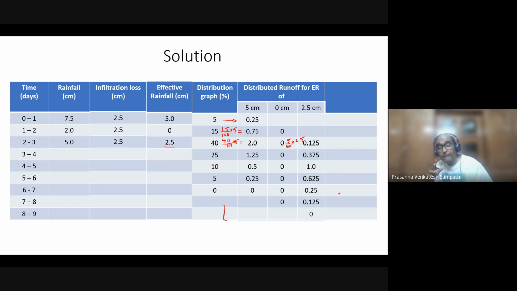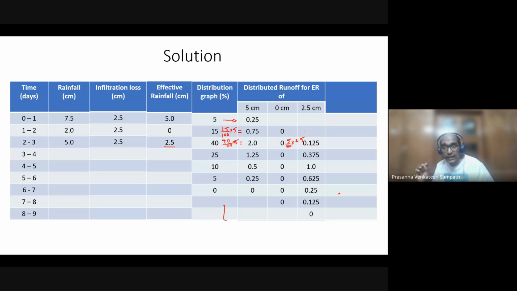Okay. But that will give me runoff in what units? If I add these three columns, I'll get units of centimeter. Correct? Because all these numbers are centimeters. It's 5% of 5 centimeter, 15% of 5 centimeter, and so on. Right? So these numbers are in centimeters. You add them all up, you will get the centimeters of excess rainfall. Okay?